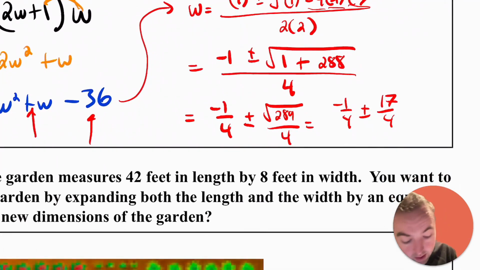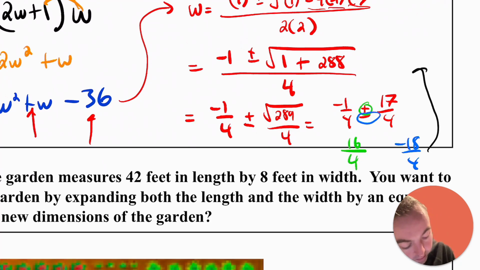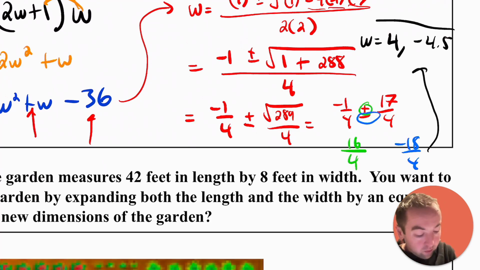All right, so with that, you'll be able to get a couple nice answers out of that. So if you plus these fractions, they already have the common denominator of 4, then negative 1 plus 17 gives you 16/4. And then if you minus, negative 1 minus 17 gives you negative 18/4. They both would reduce kind of nicely. So you would get positive 4 would equal W, or negative 4.5 would equal W.